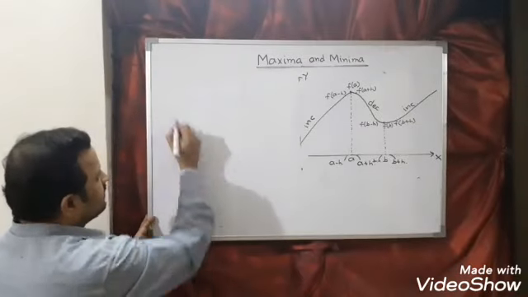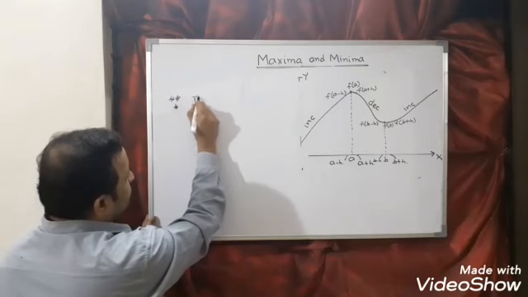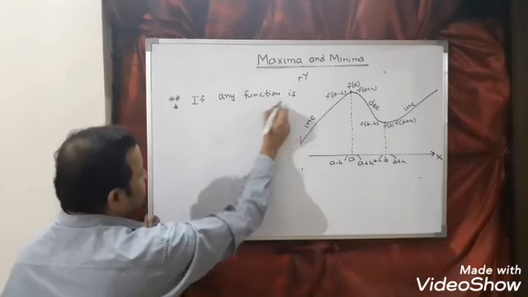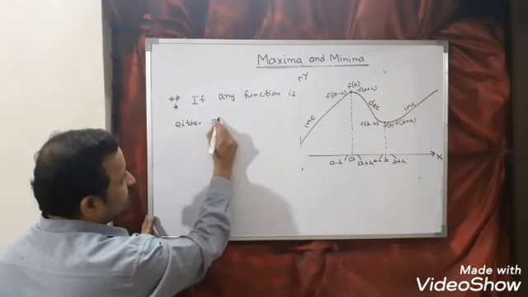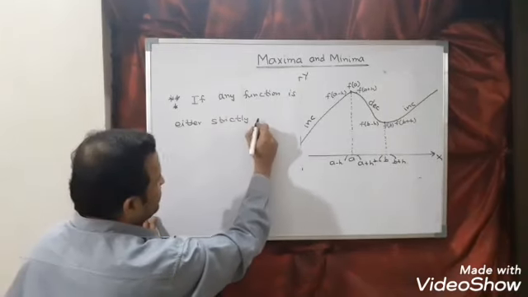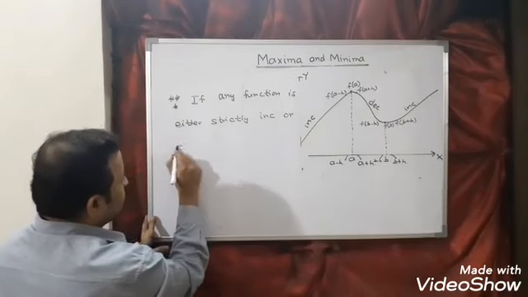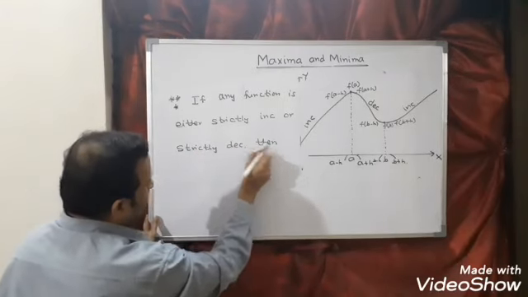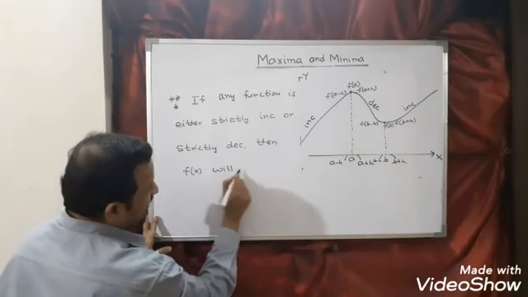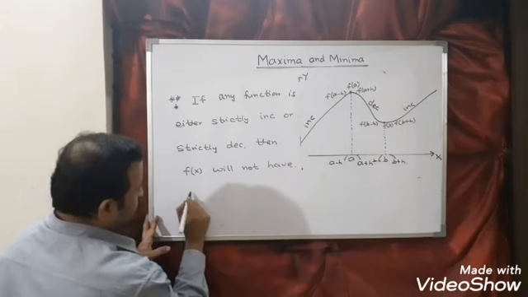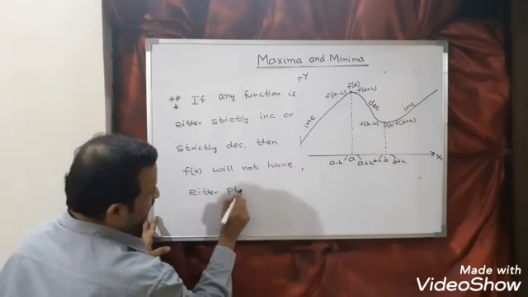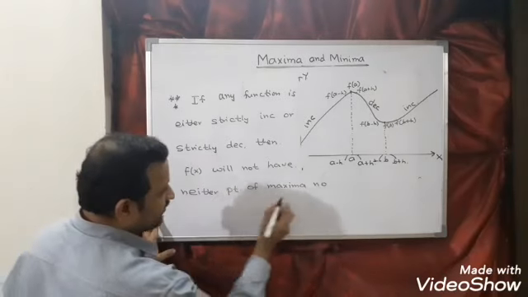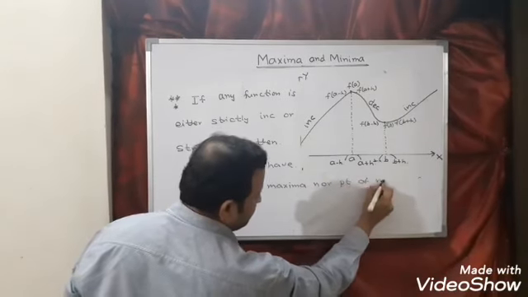One very important point: if any function is either strictly increasing or strictly decreasing, then f of x will have neither a point of maxima nor a point of minima.